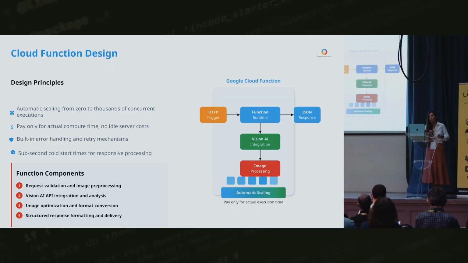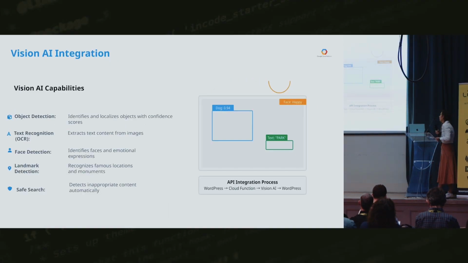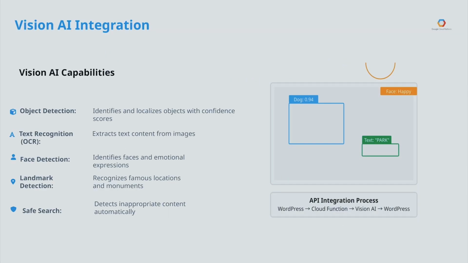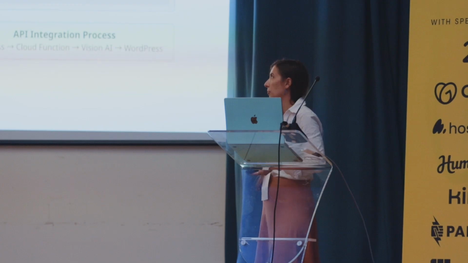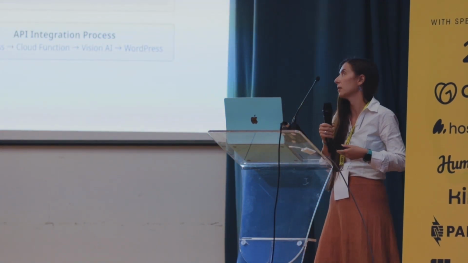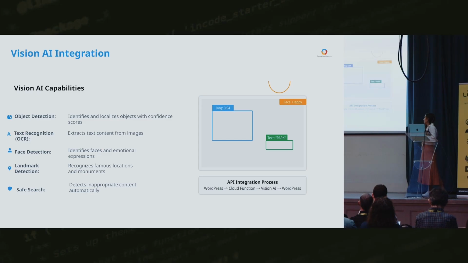And when that goes to the image and processes it, it sends it to Vision AI. Vision AI does its analytics, with the image being optimized and stored in cloud storage. How does Vision AI work? It identifies and localizes objects with confidence scores, like shown here, showing how confident it is about what's in the image. Then it performs optical character recognition, extracts text from the image, identifies faces and emotions, and detects landmarks. It also performs a safe search and detects inappropriate content.